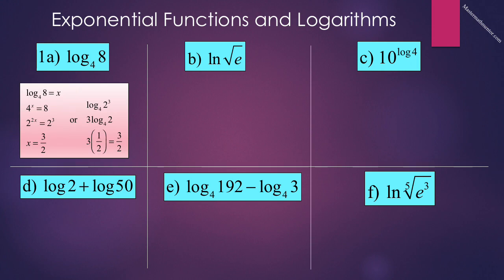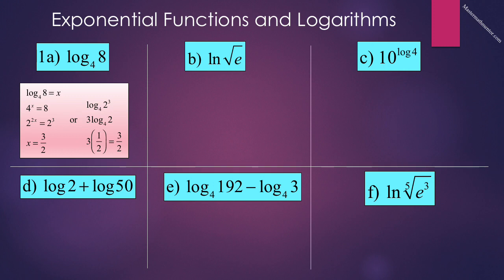In A, we have log base 4 of 8. We set that equal to x and then write the equation 4 raised to the x is equal to 8. Writing everything with a power of 2, we have 2 raised to the 2x is equal to 2 cubed, and therefore x is equal to 3/2.